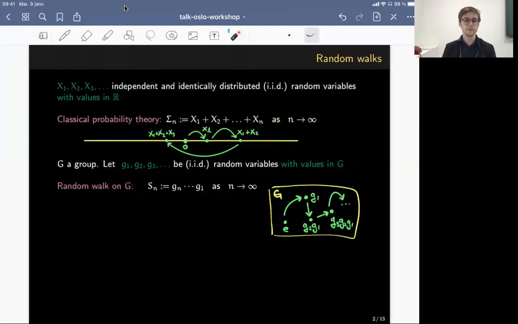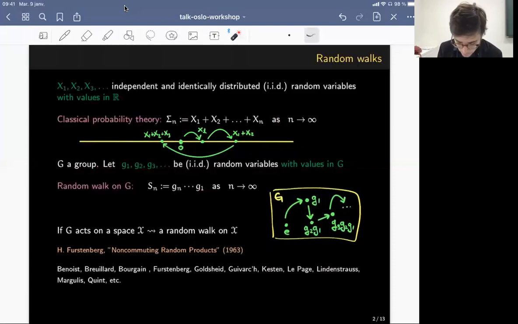So here's a schematic picture. For instance, if we start at the identity, we apply some element of the group G1, and then we can apply a second one G2, G3, G2, G1, etc. This is the goal of the theory of random walks on groups: to describe the asymptotic behavior of this process. One strikingly different thing about this new random walk is that we don't have an abelian group anymore, not necessarily. So applying G1 and then G2 is not the same as applying G2 and then G1. This makes things more complicated, and more interesting in some cases.